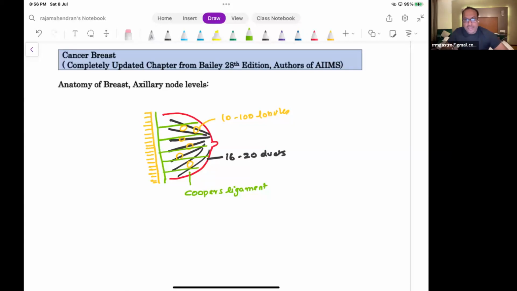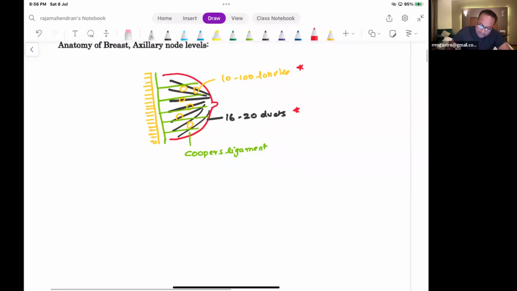So this is the basic anatomy of breast. You should not forget: cancer can arise from the ducts, known as ductal cancer, or from the lobules, known as lobular cancer. And the ligament which is suspending the breast is known as Cooper's ligament.